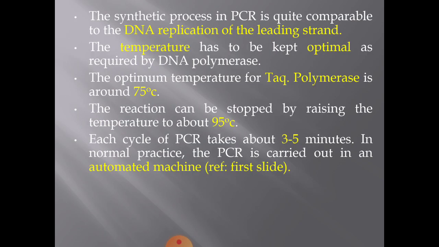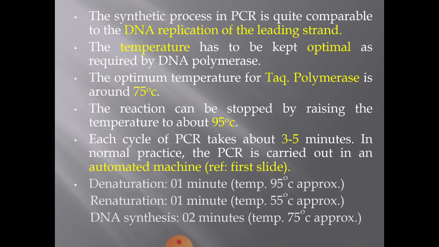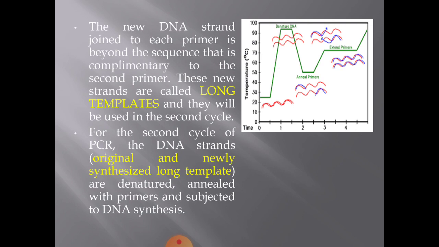So the same thing I have repeated here. I have given the timings. This is the graph showing you the time taken for each step and the temperature required, right? So the new DNA strand joined to each primer is beyond the sequence that is complementary to the second primer. So these new ones are called the long templates, which are used in the second cycle.